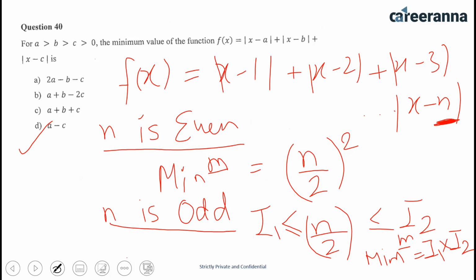Alternatively, you can put values of a, b and c, and you'll get your answer from that also. If you substitute a equal to 3, b equal to 2 and c equal to 1, you'll get 3 in option A, you'll get 3 again in option B, 3 again in option C, and lastly you'll get 2 in option D, which is the minimum among all the 4. That means the answer to this question is again D.